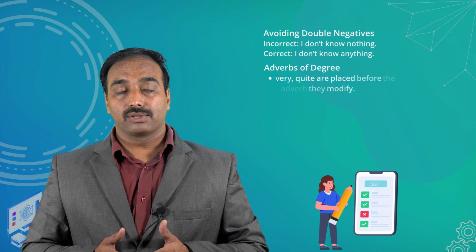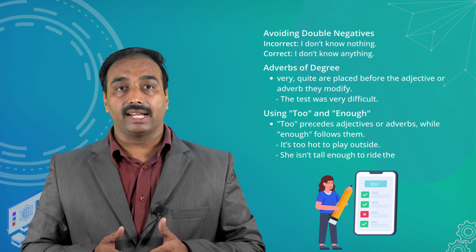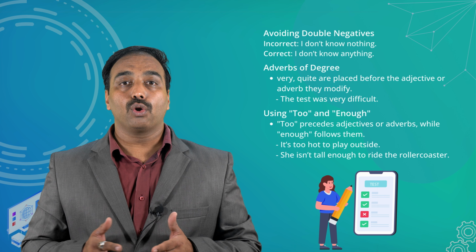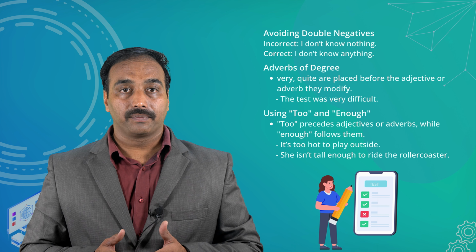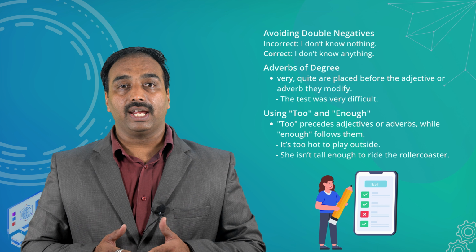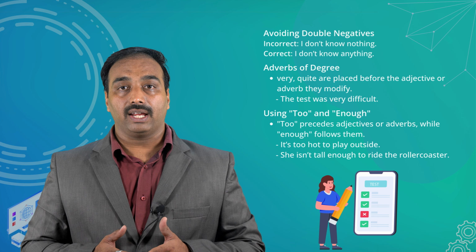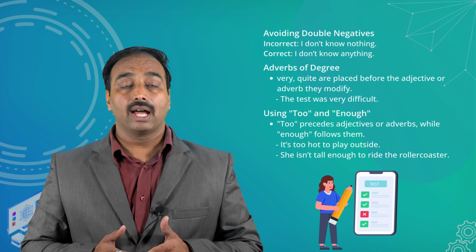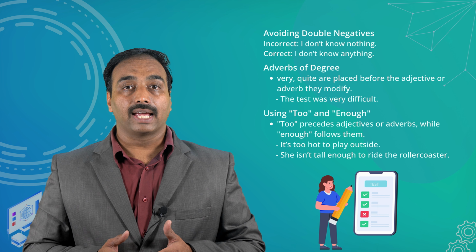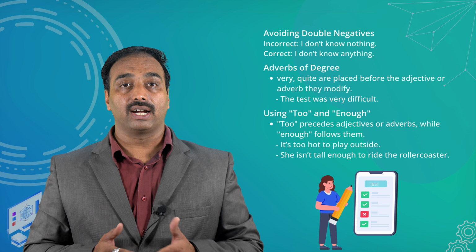Avoiding double negatives. Using double negatives in a sentence is grammatically incorrect. Example: I don't know nothing is a wrong example. The correct sentence is, I don't know anything. Adverbs of degree. Adverbs of degree, for example, very, quite, are placed before the adjective or adverb they modify. Example: the test was very difficult.